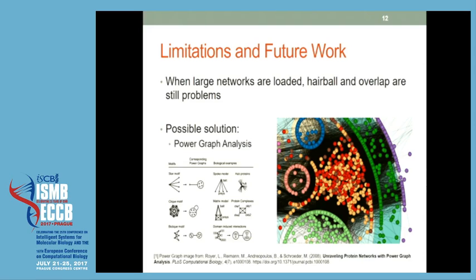On the left, we have an example. The power graph analysis just removes some edges and changes the representation of them. For instance, a clique that's totally connected can be represented by just a circle.